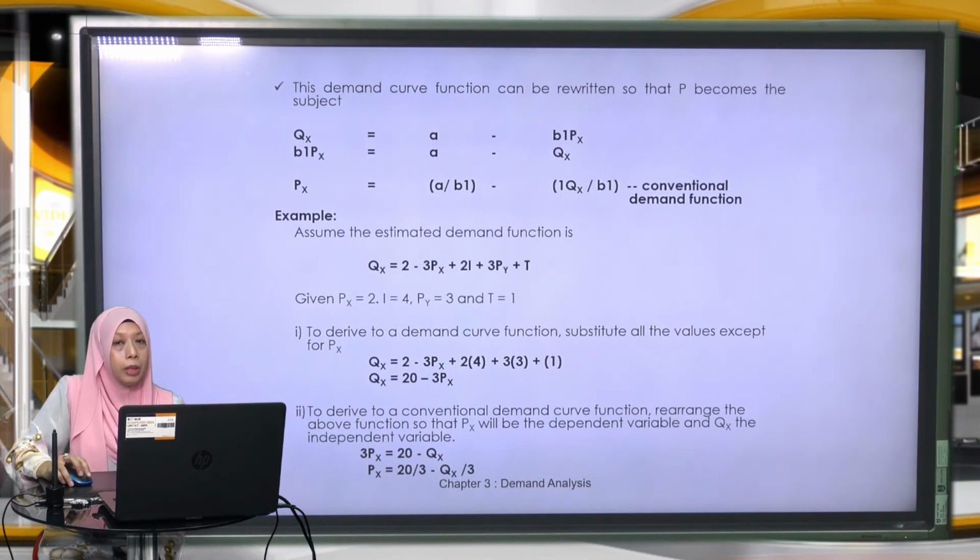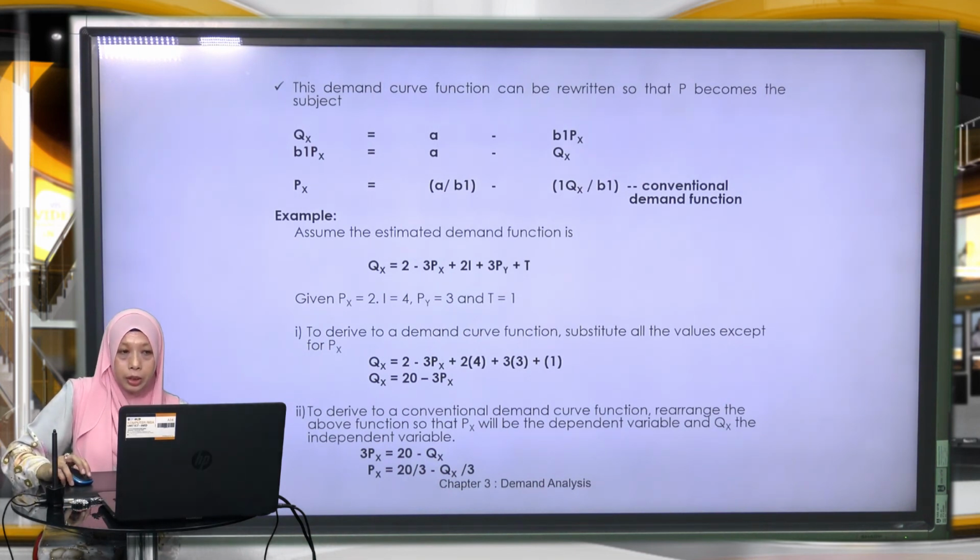Okay, so here you are also given the values for all your variables. Now what we're going to do is, from this long demand function, derive a demand curve function, meaning that we want to reduce the demand function into a demand curve function which only shows the relationship between quantity demanded and price. So how are we going to do that?